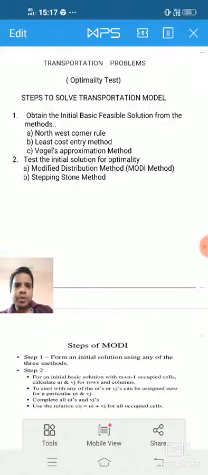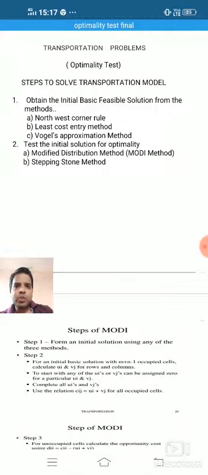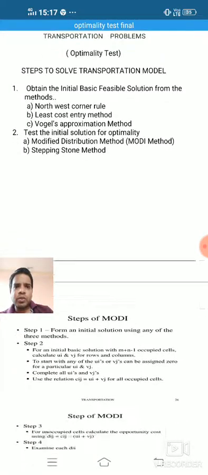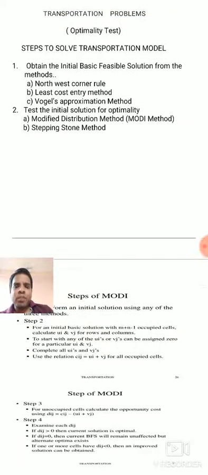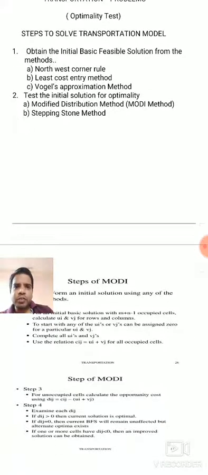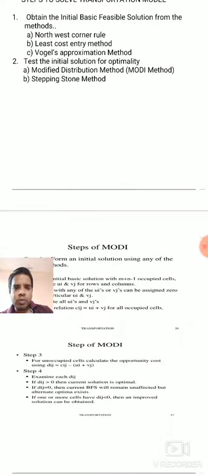Here, the transportation problem can be solved in two steps. The first step is to find the basic feasible solution by using those three methods: northwest corner rule, least cost entry method, and the third one is Oza's approximations method. After finding the transportation cost, next we need to carry out the optimality test, that is by using the modified distribution method, which we can call in short the Modi method, and the second one is the stepping stone method. For your syllabus, the modified distribution method is there, and that one is the preferable one.